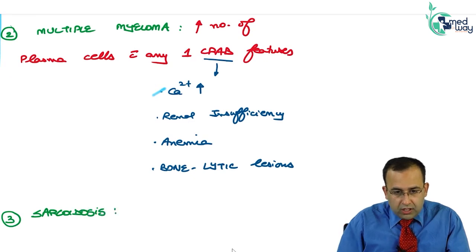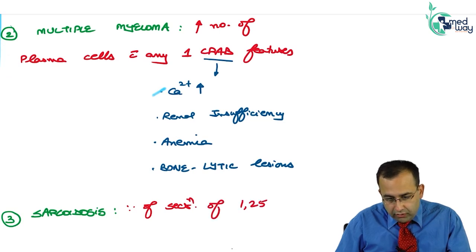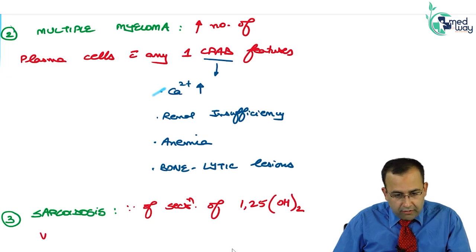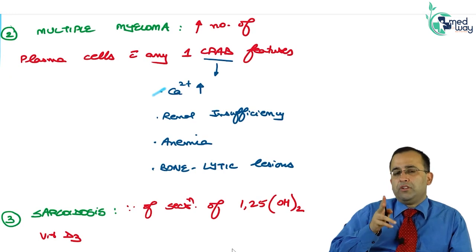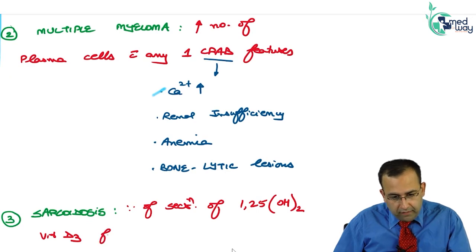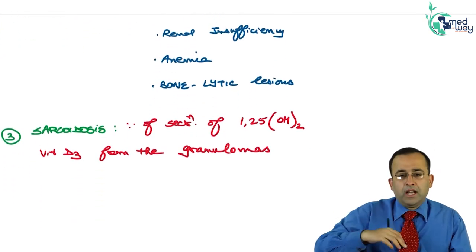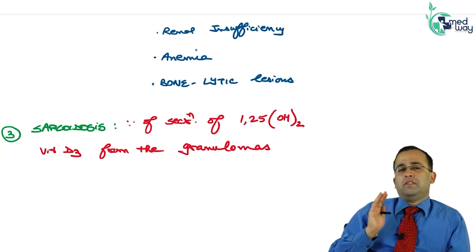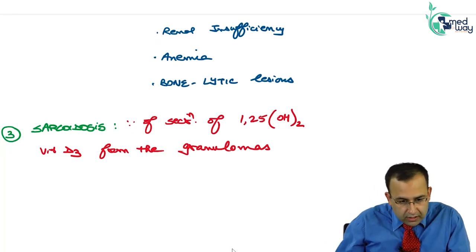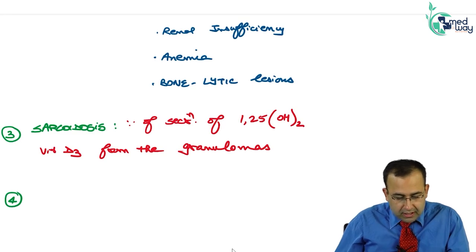Sarcoidosis. It is associated with increased calcium, hypercalcemia, because of secretion of vitamin D3, because of secretion of 125 dihydroxy vitamin D3. 125 dihydroxy is the active form of vitamin D3. Secretion of 125 dihydroxy vitamin D3 from the granulomas. Sarcoidosis. And the last example of metastatic calcification is extensive skeletal metastasis.